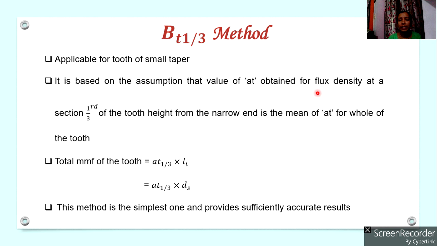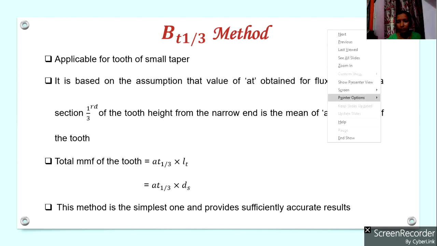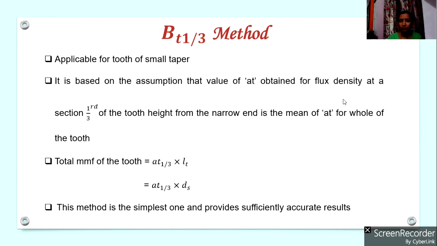The value of AT obtained for a particular flux density, which is at a section 1/3 of the tooth height from the narrow end, is the mean value of AT. So let us consider a tooth. Consider a tapered tooth. Let the length of the tooth be LT.